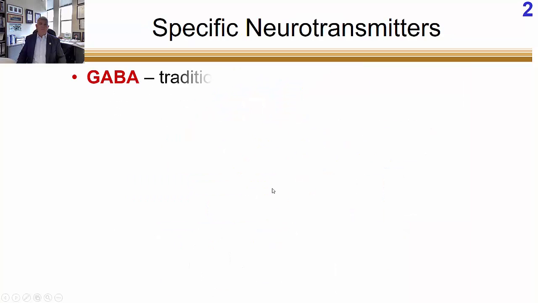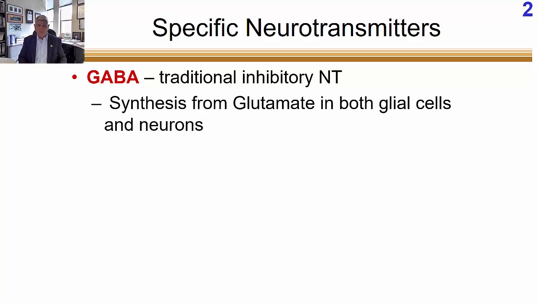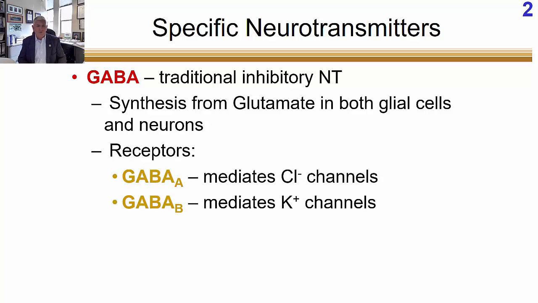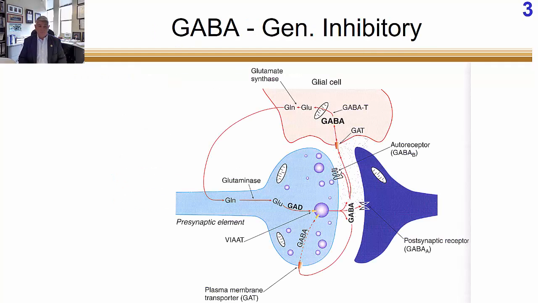All right. So in talking about GABA, which is the traditional sort of inhibitory neurotransmitter, there are two primary receptors, and the synthesis for GABA comes from glutamate, and we'll talk about that on the next slide. But two primary receptors that are ionotropic. So we have a GABA A, which is going to open a chloride channel and allow negative chloride ions to enter the cell, and that's how it produces its IPSP. Or GABA B, which mediates potassium channels, allows positive potassium to exit the cell, which is going to produce a negative charge and result in an IPSP.